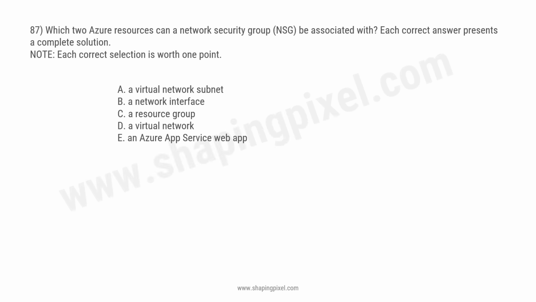Question number 87. Which two Azure resources can a network security group be associated with? Each correct answer presents a complete solution. Each correct selection is worth 1 point. And we have 5 options: a virtual network subnet, a network interface, a resource group, a virtual network, an Azure App Service web app. So the right options are A and B, a virtual network subnet and a network interface.